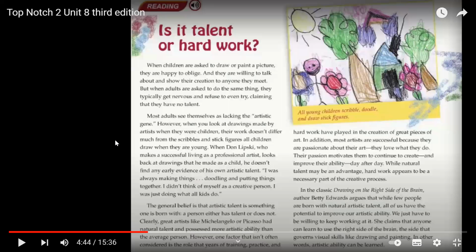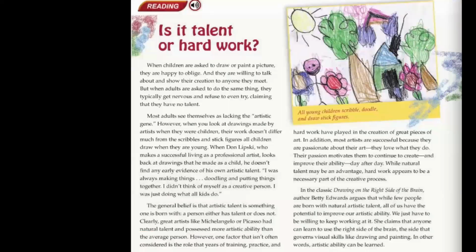Y ahorita es un gran artista, pero él ve los dibujos y dice, pues eran unos dibujos como cualesquiera otros de niño, ¿verdad? I was always making things, doodling and putting things together. Doodling, como haciendo garabatos, and putting things together, poniendo cosas juntas. I didn't think of myself as a creative person. I was just doing what all kids do.